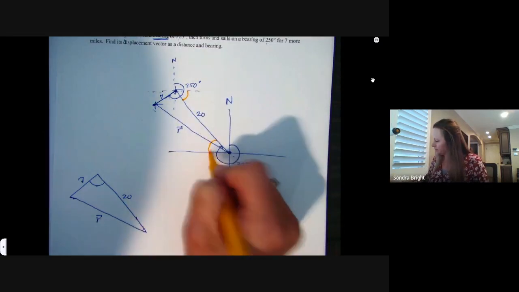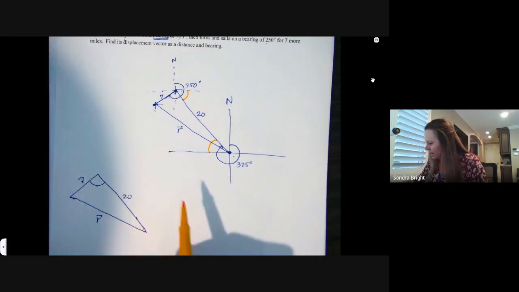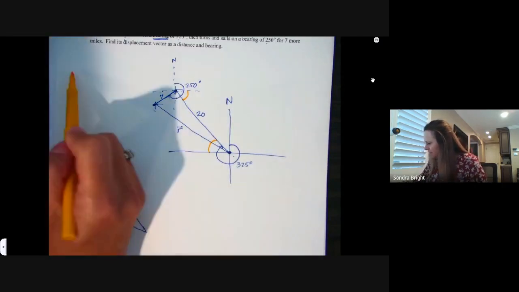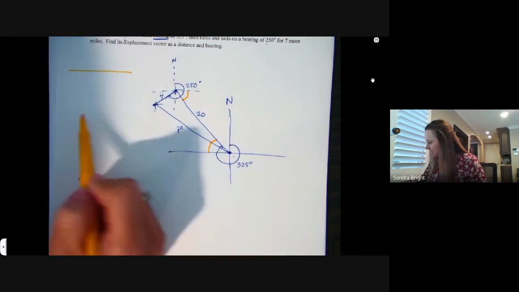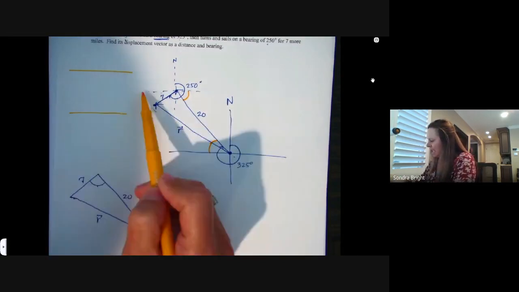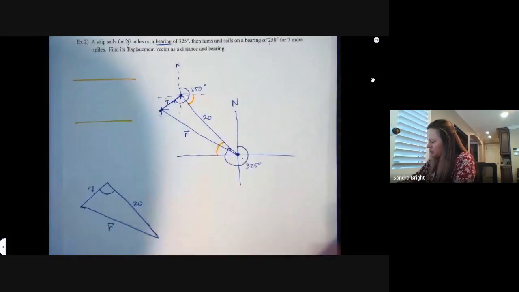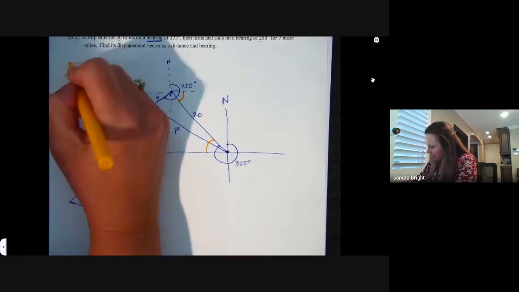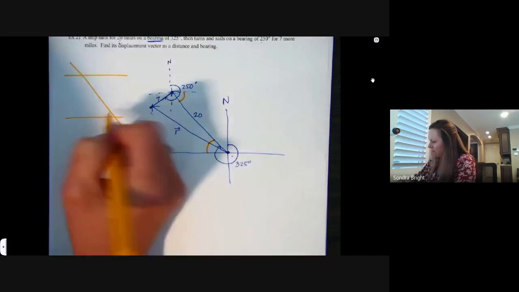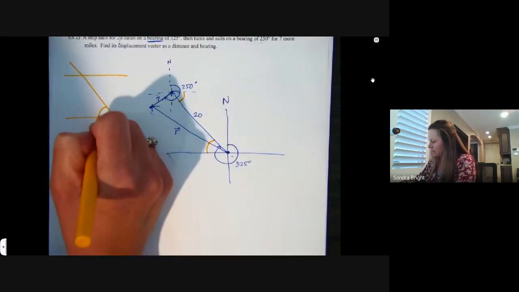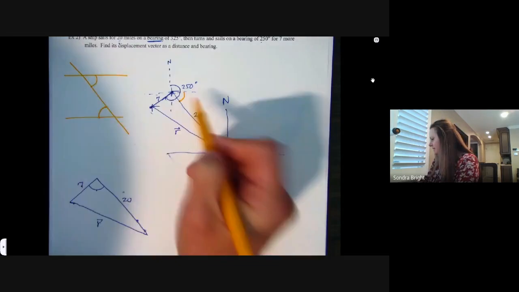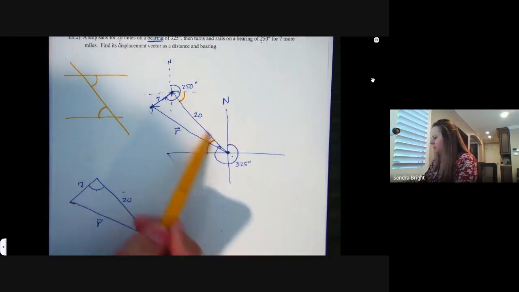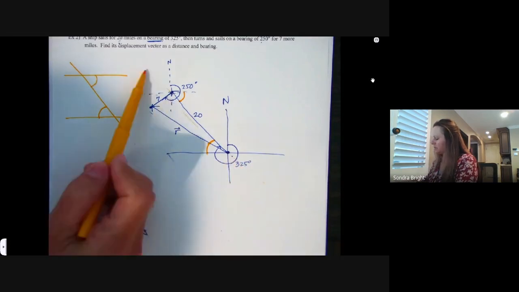I know they kind of look weird, but here's what I know. I know I have two parallel lines, this east-west line and this east-west line, right? And it's cut by the same transversal. And so what I know is if I can find this angle, I can find that one. And that's where these two are coming in. They're coming from this transversal right there. Right, two parallel lines cut by that transversal.